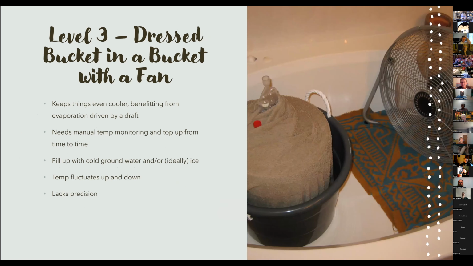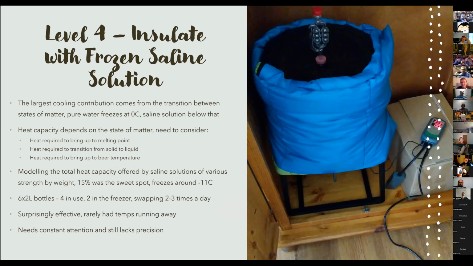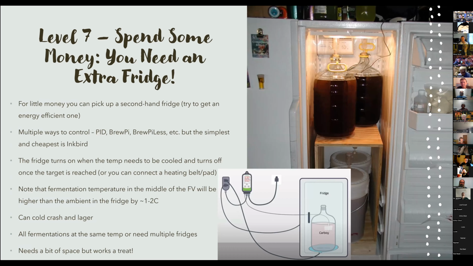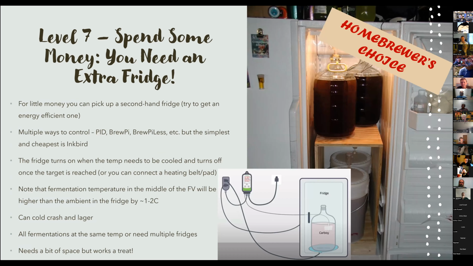I think it's going from level 3 to level 4, in my personal experience. But then afterwards, you get into a cooling coil, a jacketed fermenter, or a fridge. And I think a fridge for most people, myself excluding, is probably the best option. And that's why I marked it as homebrewer's choice, because that seems to be so popular and great results all around.